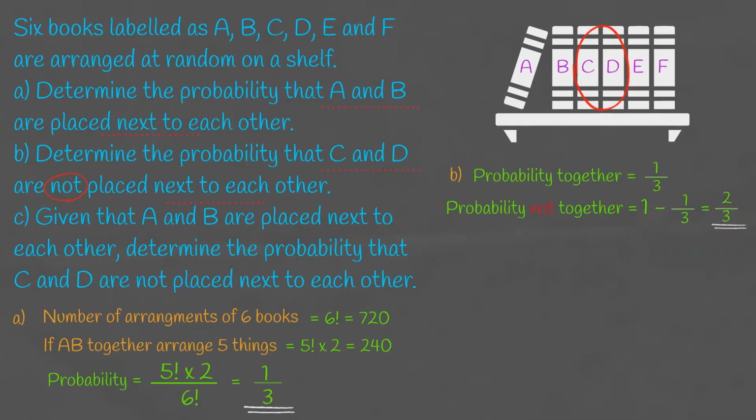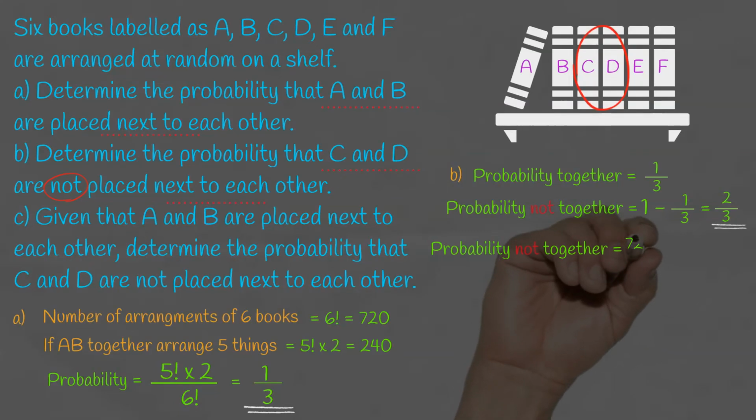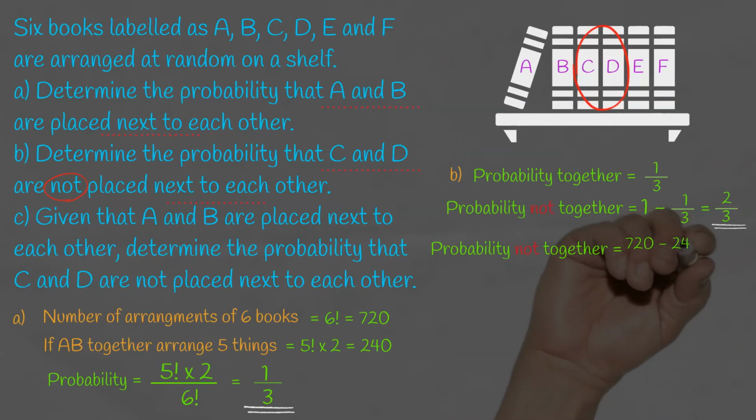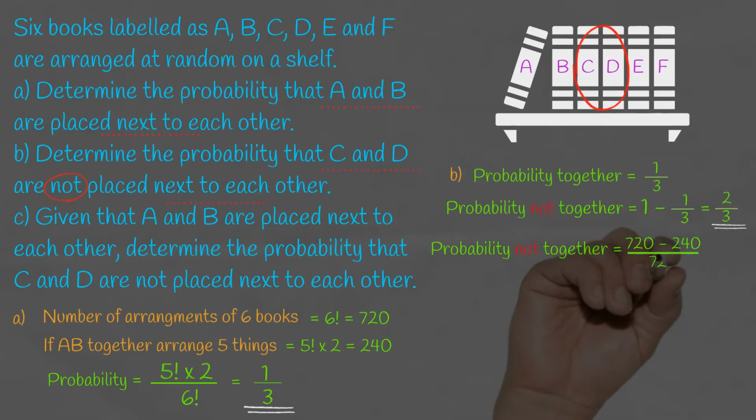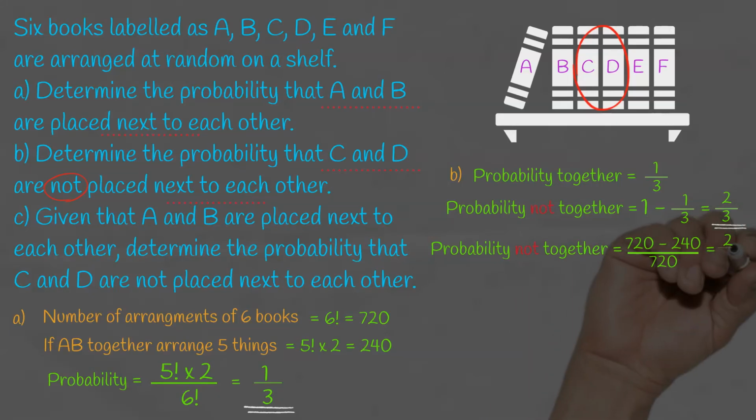But if you prefer, an alternative method to calculate the answer is to subtract the number of arrangements where the two things are together from the total number of arrangements, and then divide that by the total number of arrangements, which, as you can see, gives the same answer.